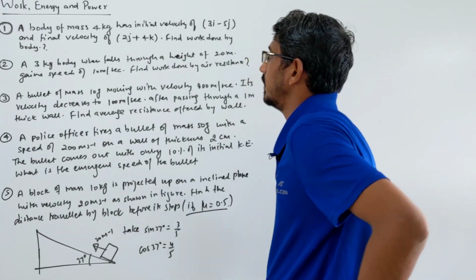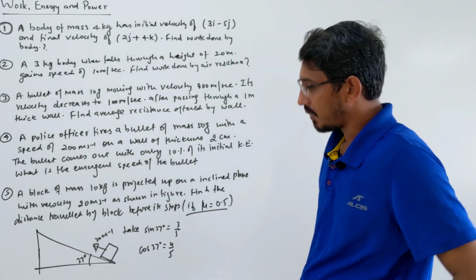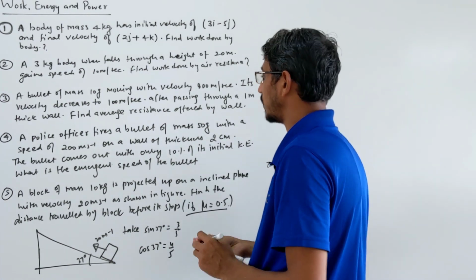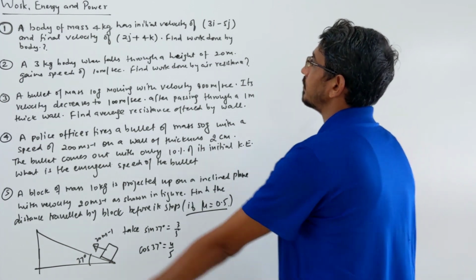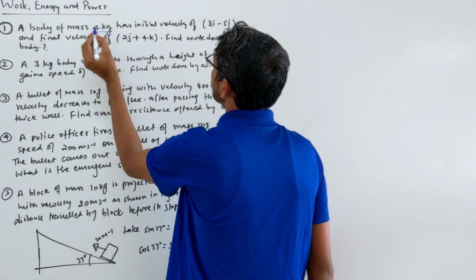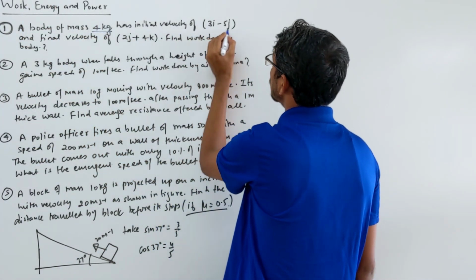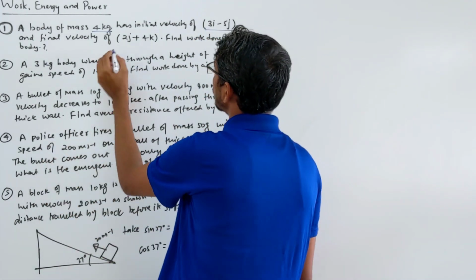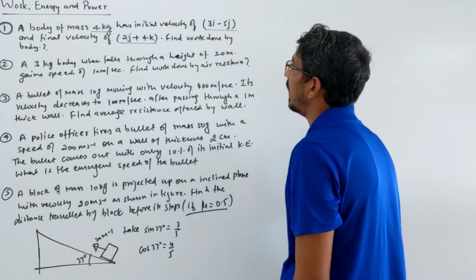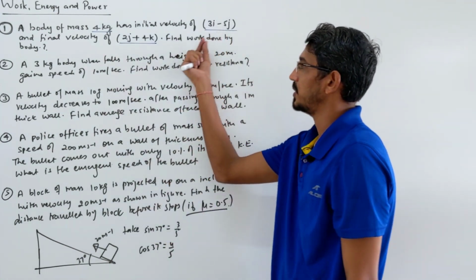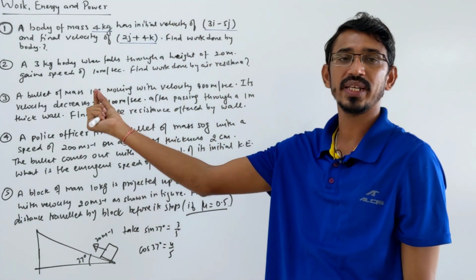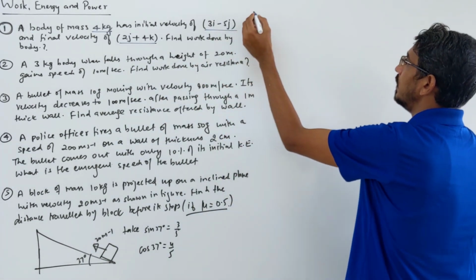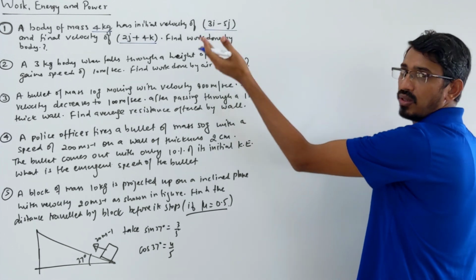Now these are a few problems based on the work energy theorem that we just did. Let's solve this problem. First problem: a body of mass 4 kg has an initial velocity, given in vector form, 3i minus 5j, and a final velocity of 2j plus 4k. Find the work done by the body. Both velocities are given in vector form. First you calculate the magnitude.